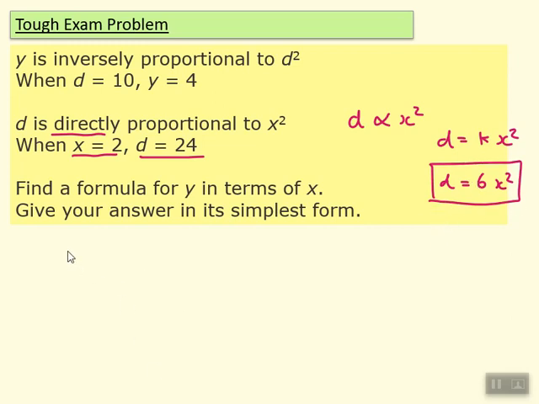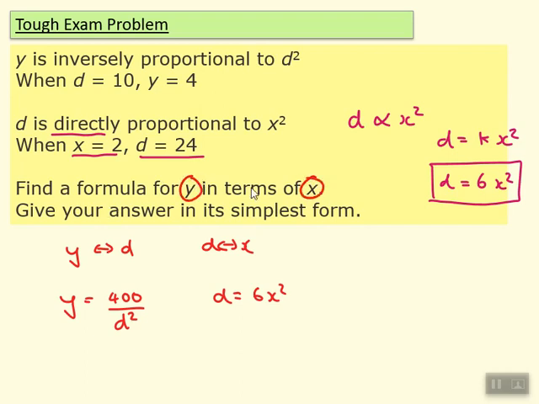Okay, so Y and D. How are these connected? I forgot what the formula was. Y equals, was it 400 over D squared? I think that's what it was, wasn't it? Okay, and then D to X, they're connected, so D is equal to 6x squared. Now what we need is a connection that connects Y and X together. So it bypasses D altogether, so Y goes to X.